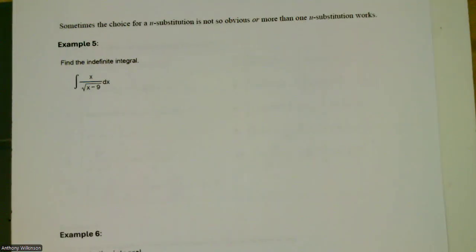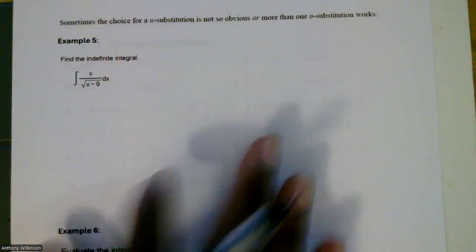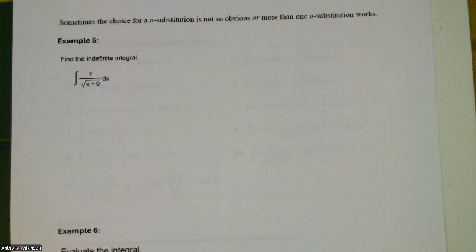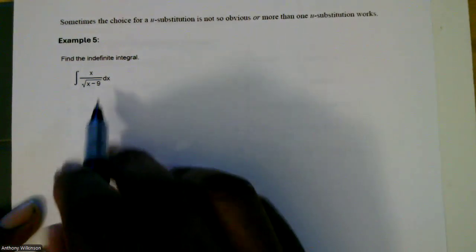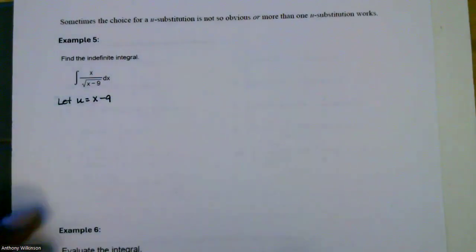Okay, now on the next page. Now, there are some cases where the choice for a u substitution is not so obvious, or it requires more than one u substitution for it to work. Like in this example here, let's say we got the integral of x divided by the square root of x minus 9 dx. Well, what I can do here is let u equal to what's underneath that square root symbol, or underneath the radical, I should say. So I'm going to let u equal x minus 9.